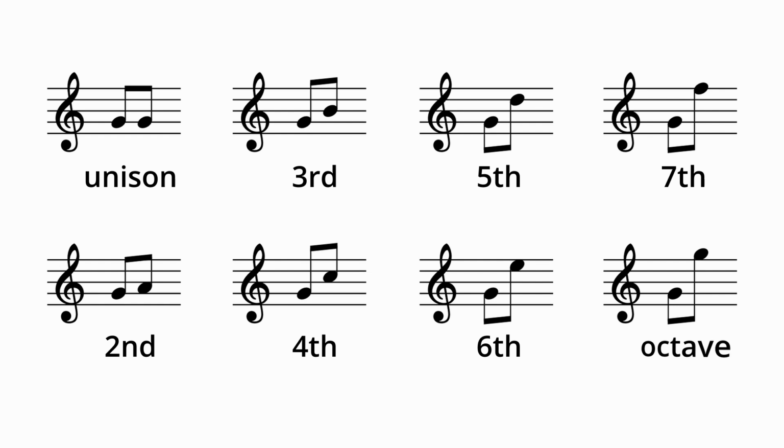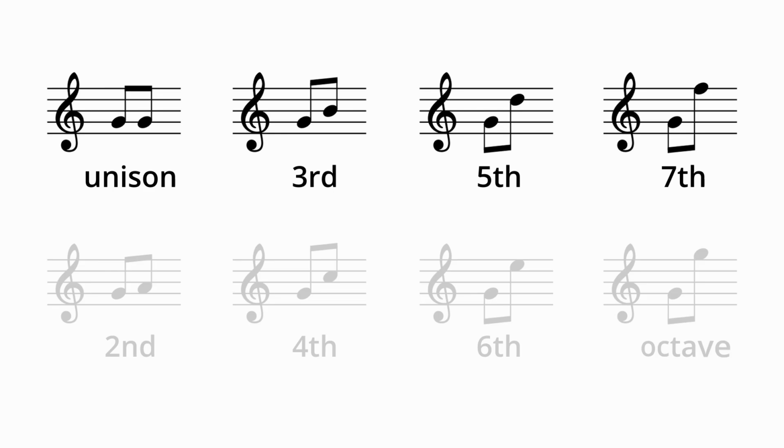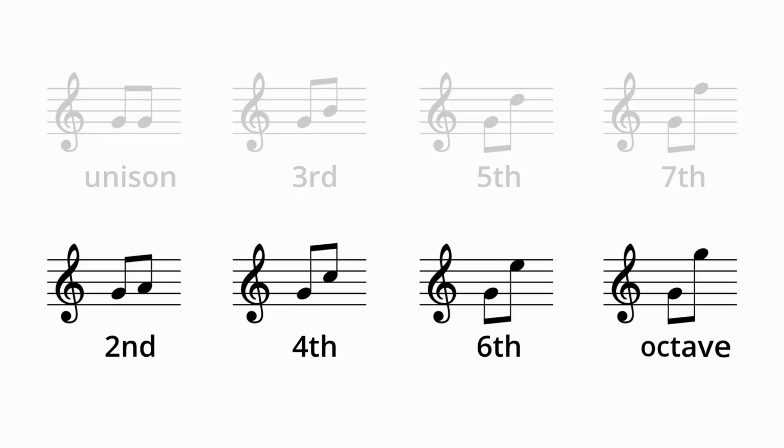The key is to pay attention to which notes are written on lines and which are written on spaces. Notice how the odd-numbered intervals, the unison, third, fifth, and seventh, all consist of a line note followed by another line note. Meanwhile, the even-numbered intervals all contain one line note and one space note.